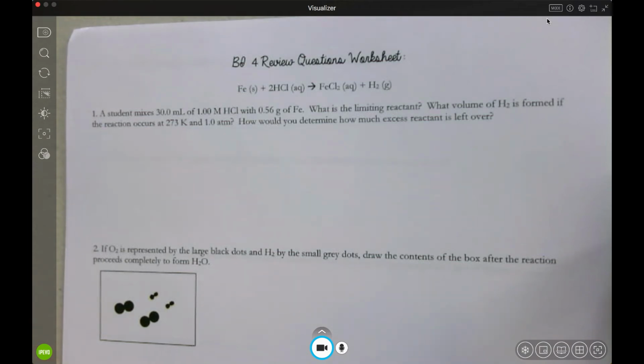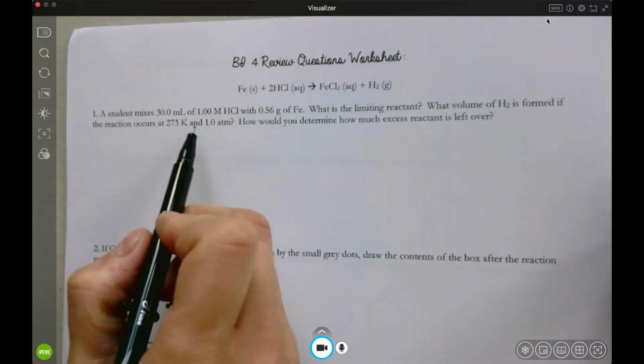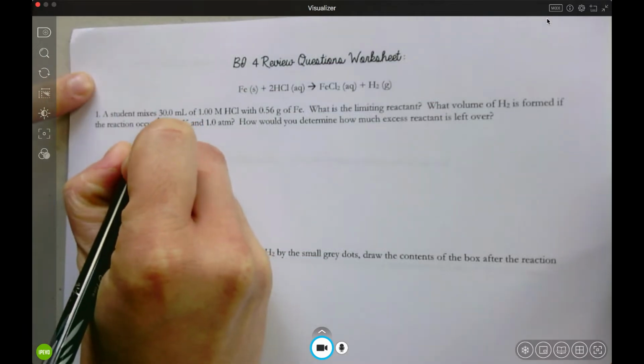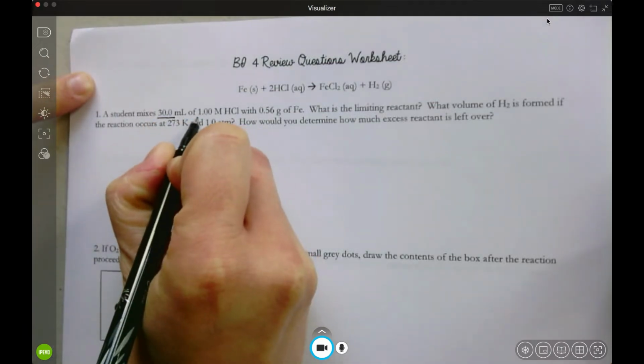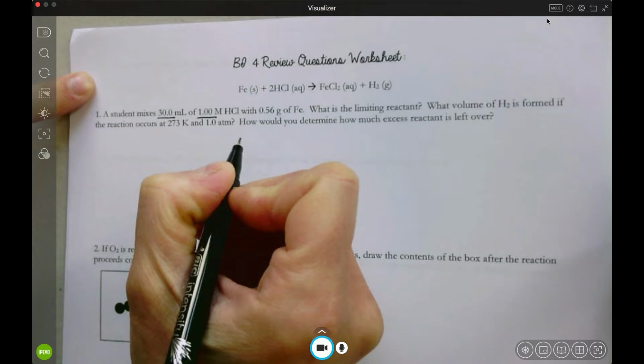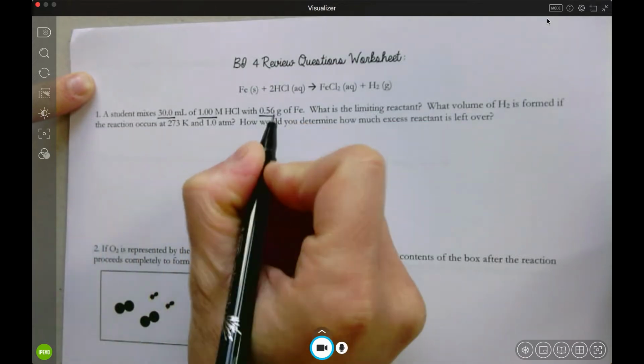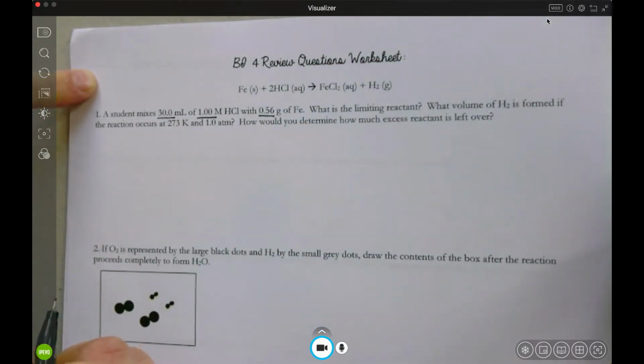All right, guys, so this is your big idea for frequently asked questions, your review questions. For the first problem, I gave you this reaction, and I told you that you had 30 mL of 1 molar hydrochloric acid, and then I said you have 0.56 grams of iron. The most important thing for you to realize before you get started is that this is going to be a limiting reactant problem.